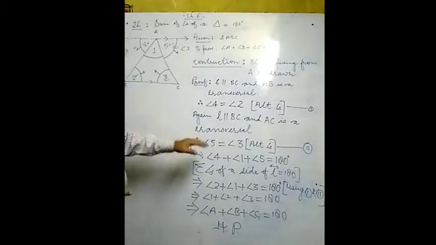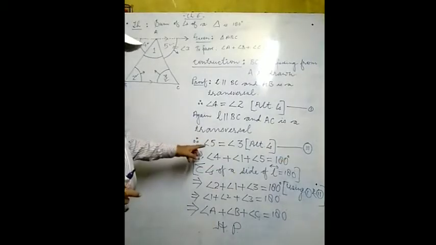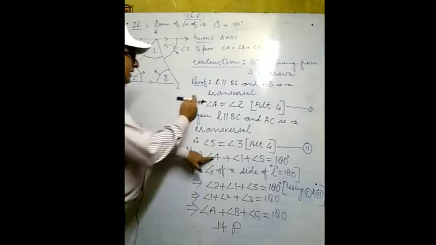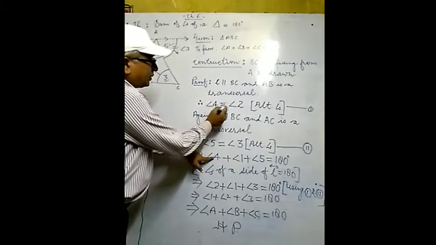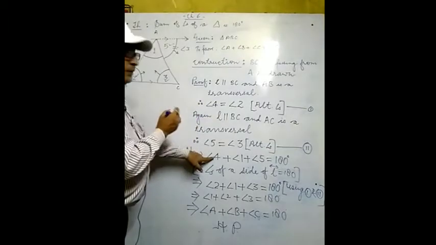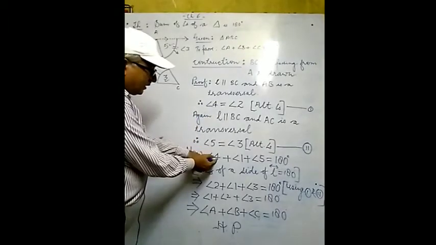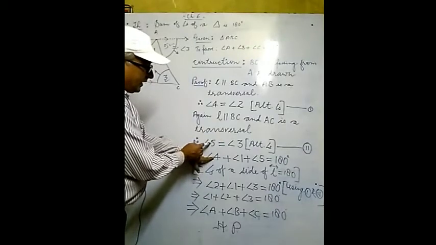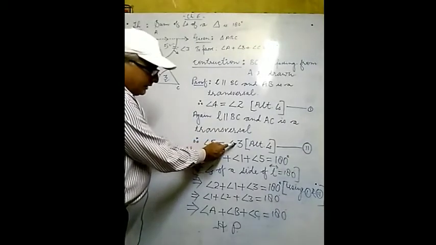Now we have to apply the value of angle 5 and angle 4 in which equation? In this one. What will be there? In the place of angle 4, what can be noted down? Angle 4 equals angle 2. So we can write in the place of angle 4, angle 2. In the place of angle 5, which angle can be noted down? Angle 3.